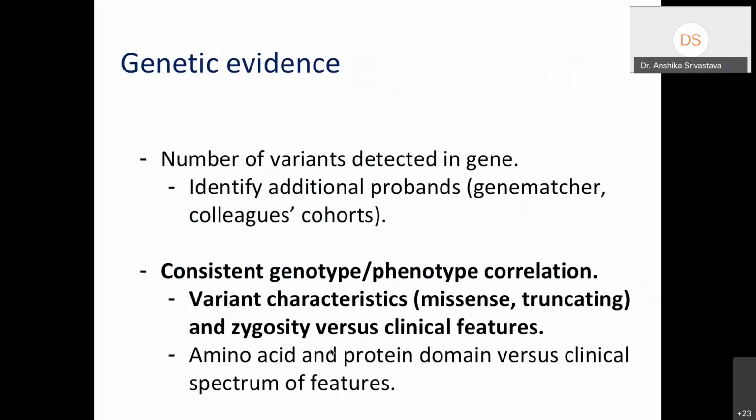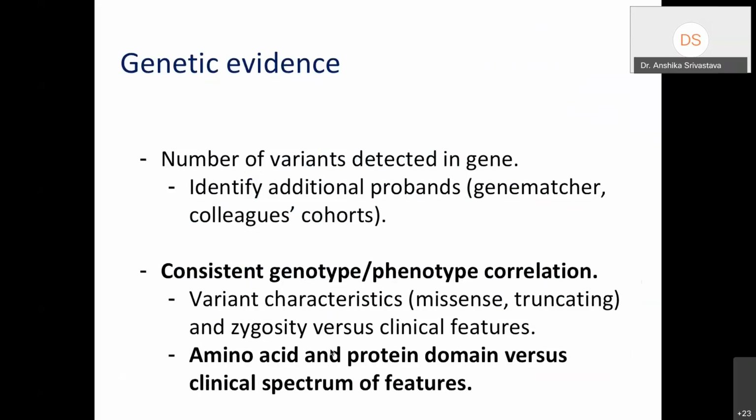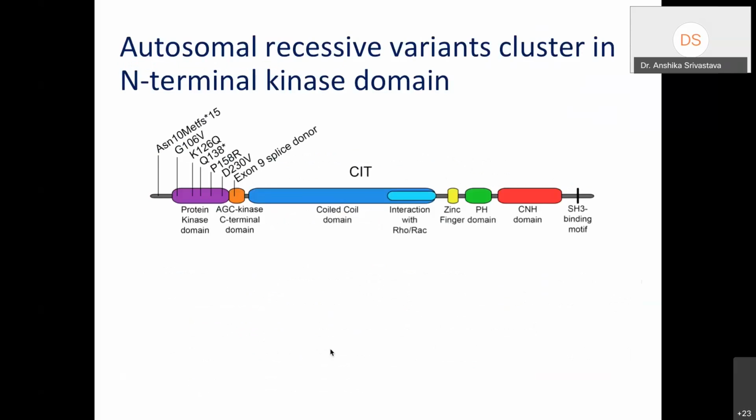So we proved it. We showed that variant characteristics, missense versus missense truncating, matter: missense variants were having moderate microcephaly and the compound heterozygous were having intermediate phenotypes of microcephaly. So now we want to look at amino acid and protein domain versus the clinical spectrum of phenotypes. As I showed you over here, this is the domain architecture of citron kinase. Since all the variations are mapped into the kinase domain, it shows that autosomal recessive variants cluster in the N-terminal kinase domain.